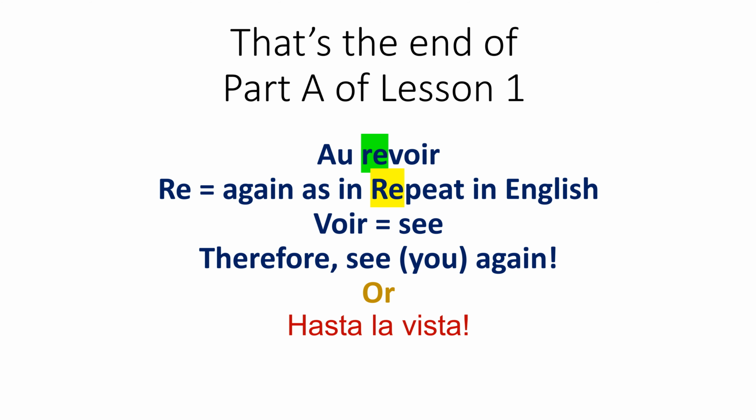Notice that I have highlighted re. Well, here's another lesson for you today. Every word, or most of the words, have got a logic in them that would help you to figure out what it means. So, revoir: re means again, as in repeat in English, meaning do it again. And voir means to see. Therefore, au revoir means see again or see you again. Or, as Arnold would say, hasta la vista.